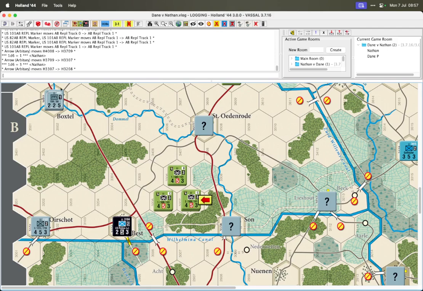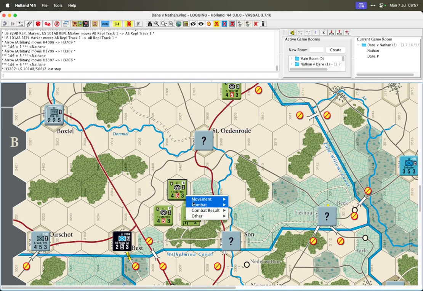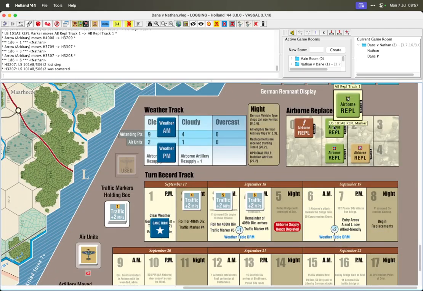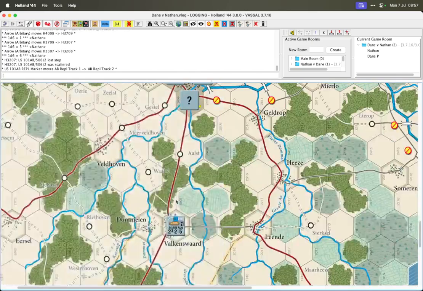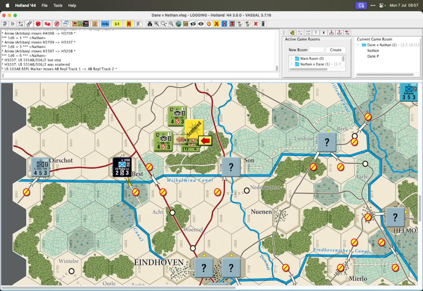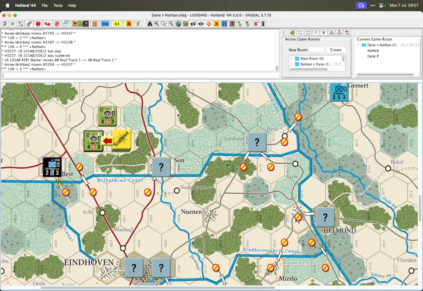3. 6 again. Okay. So to pick one, and oops, scattered and advance the replacements. Okay. And then the last one is this guy. There you go. 3, so he's fine. And is that everybody?